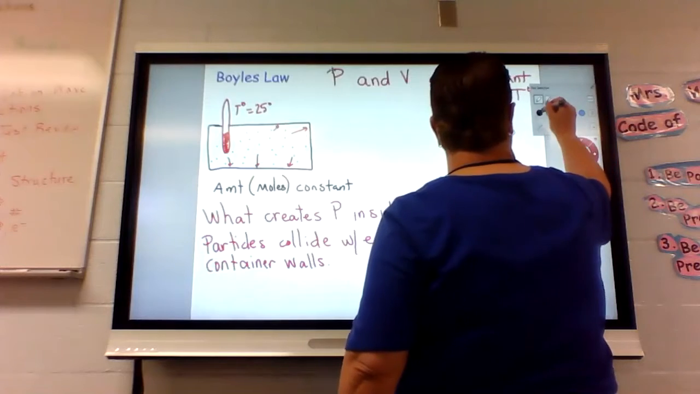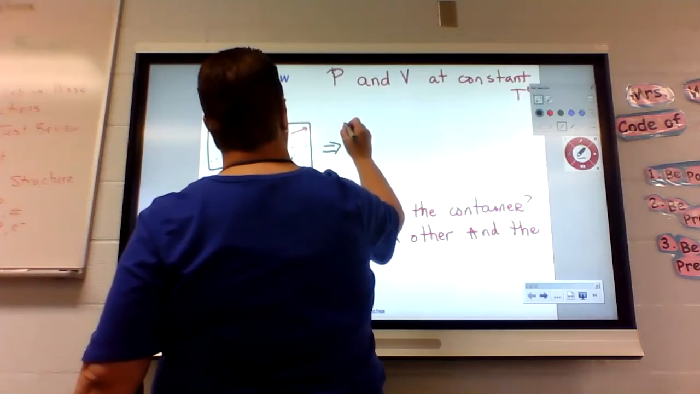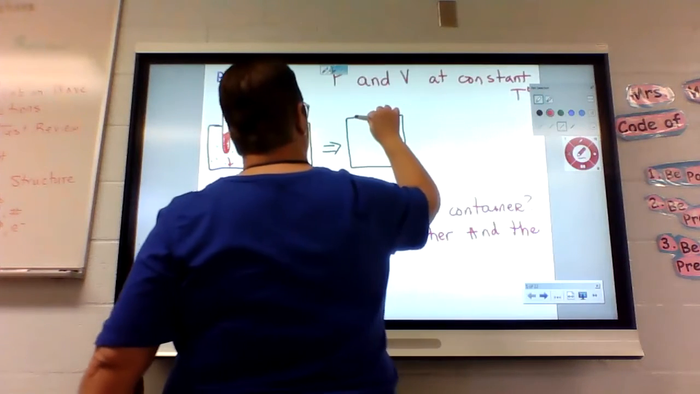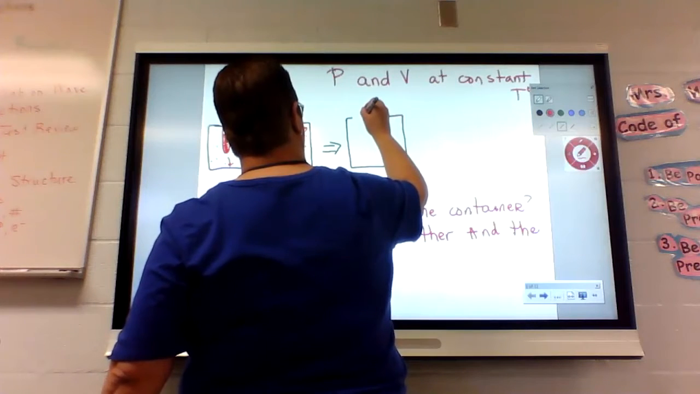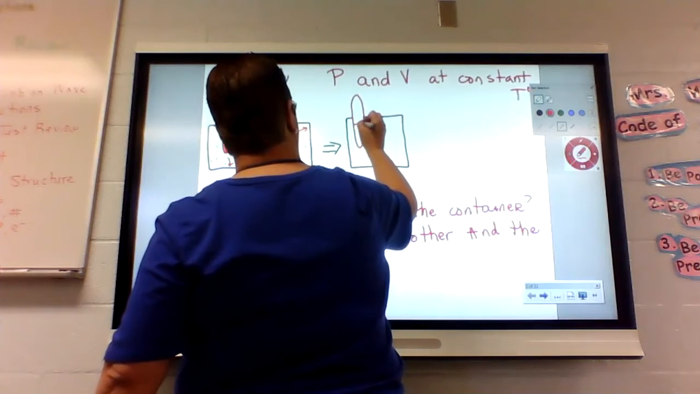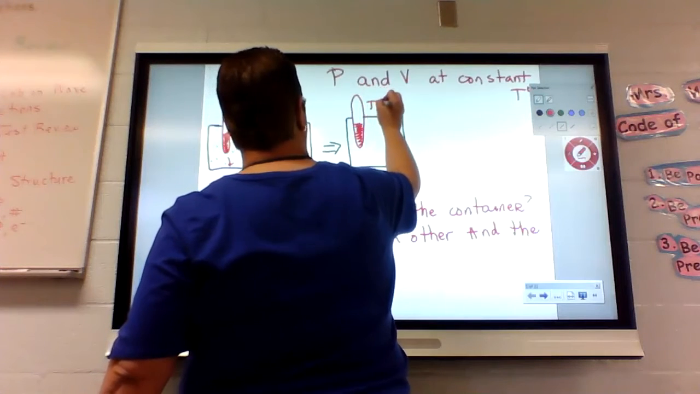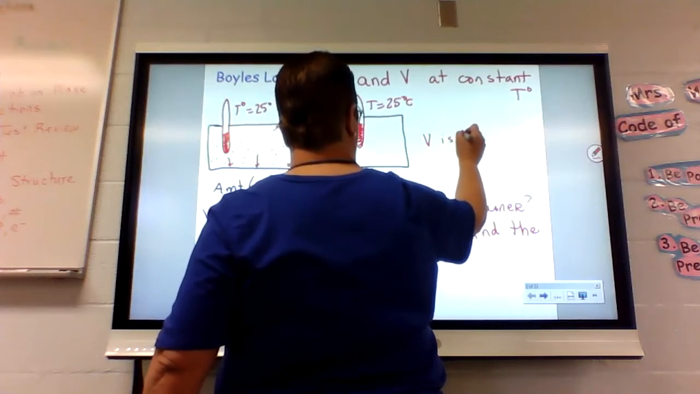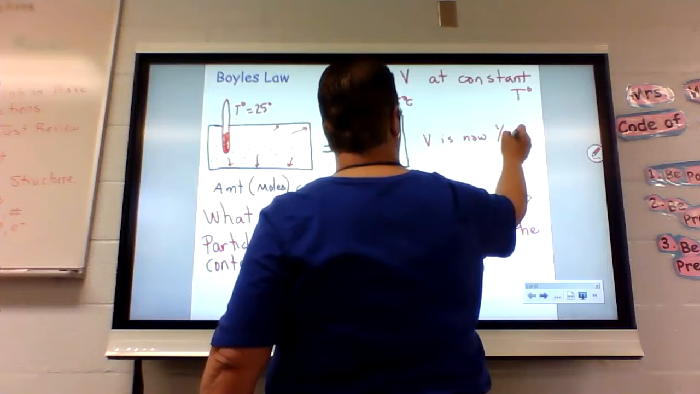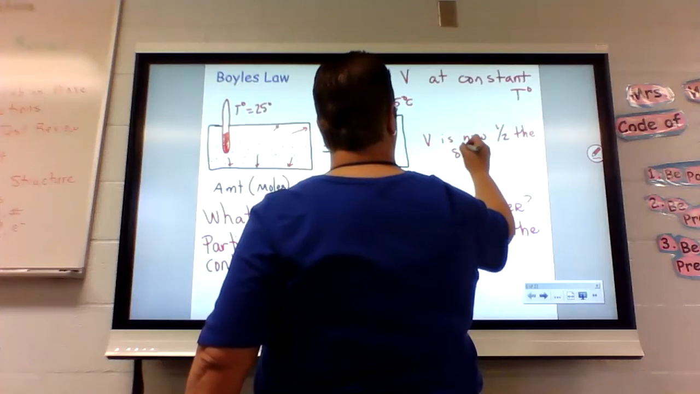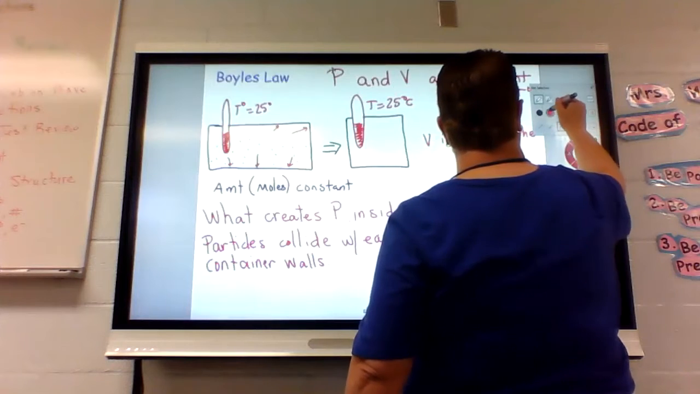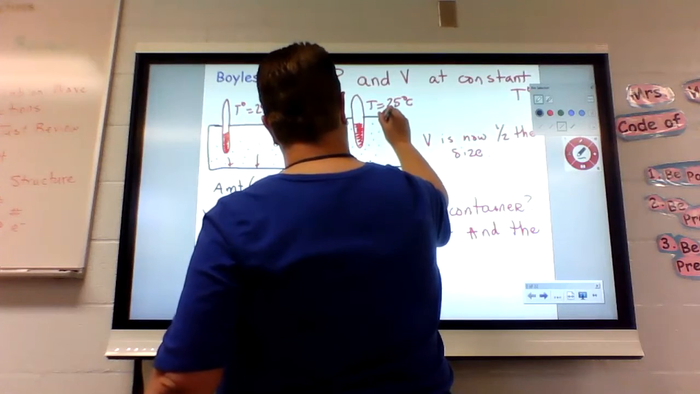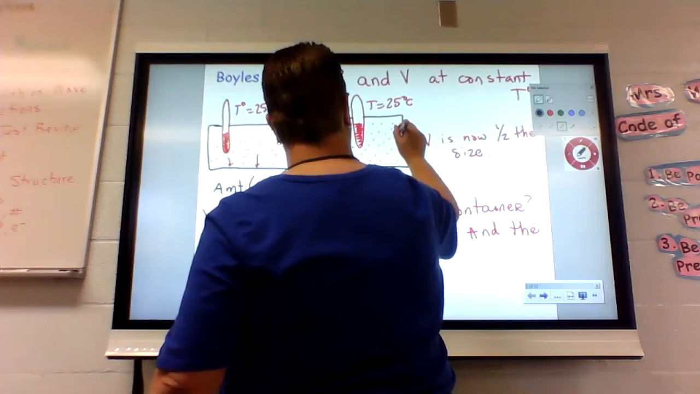All right. So what would happen if we shrink our volume and we cut it in half? It would still have the same amount. Our volume has been cut in half. So the volume is now half the size. The temperature did what? They stayed the same. Shouldn't the pressure stay the same?